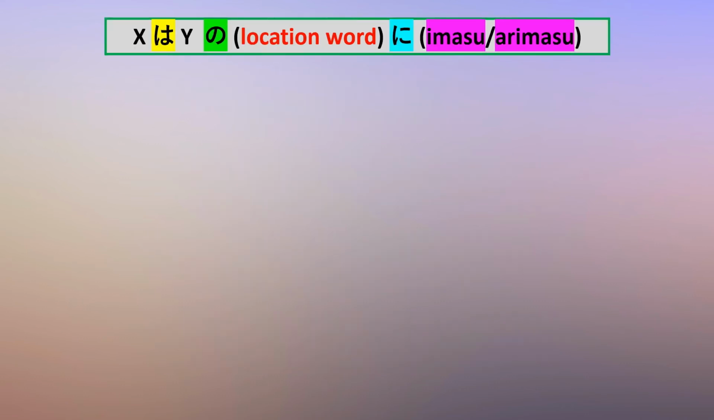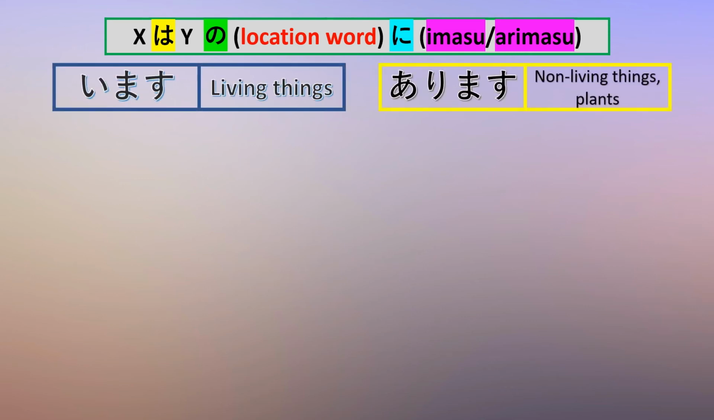Aside from desu and verbs, we can also use imasu and arimasu to say that there exists a certain thing or person in that place. So this is the equation. X, Y no location word ni imasu or arimasu. Here we use the particle ni, not no, not de, ni imasu or arimasu. To review, imasu is used for living things and arimasu for non-living things or plants. Imasu and arimasu mean there exists, or there is, or I have, depending on the context.